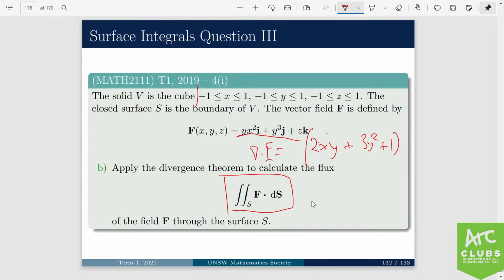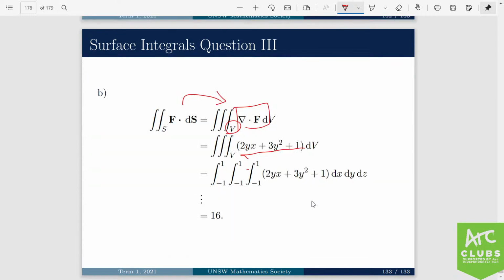V is just this cube, which is very nice because it means our integral becomes very easy, right? We just integrate from -1 to 1 for all x, y, z. Doesn't matter which order. So we just essentially do this 3 times. Let's start with x. So integrate with respect to x. That's x squared y plus 3xy squared plus x from -1 to 1, dy dz.